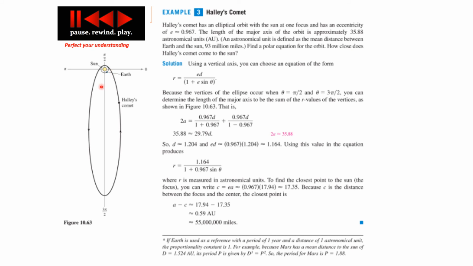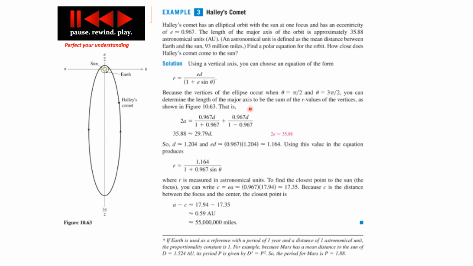Now, if you look at this graph, the Sun is at an axis, so you're really saying, how close does Halley's Comet come to the Sun up here? This is when it is most distant from the Sun, so we're really trying to figure out what this is. Okay, let's look at the solution. Using a vertical axis, you can choose an equation in the form r equals ed over 1 plus e sine theta. Again, we chose the coordinate system to look like this.